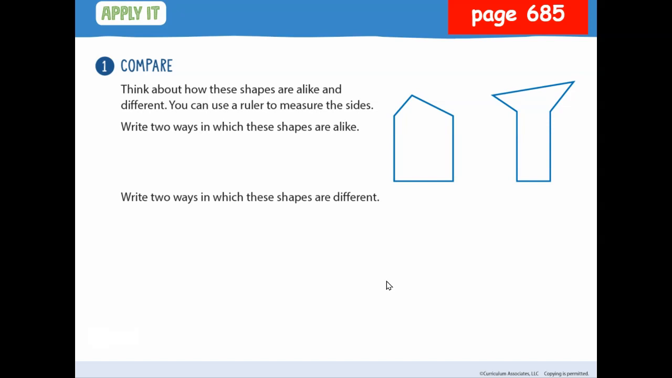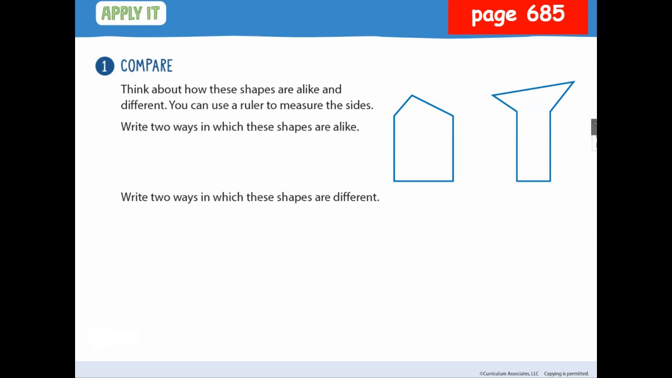All right. It says think about how these shapes are alike and different. You can use a ruler to measure the size. Don't worry about it. Okay, write two ways in which these shapes are alike. So just talk to me. Look at both of those shapes. How are they the same? Both have right angles. Yes.